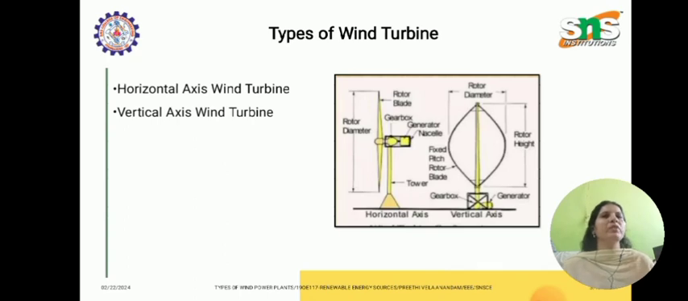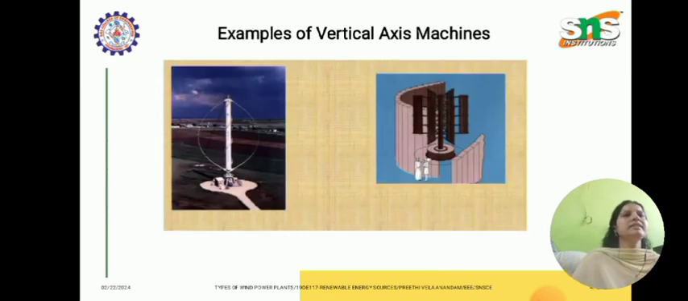Depending upon the axis of rotation, wind turbines are classified into two main types. The first one we call HAWT, and the next one we call VAWT. HAWT means horizontal axis wind turbine, and VAWT is called the vertical axis wind turbine. Let's see about the HAWT and VAWT.